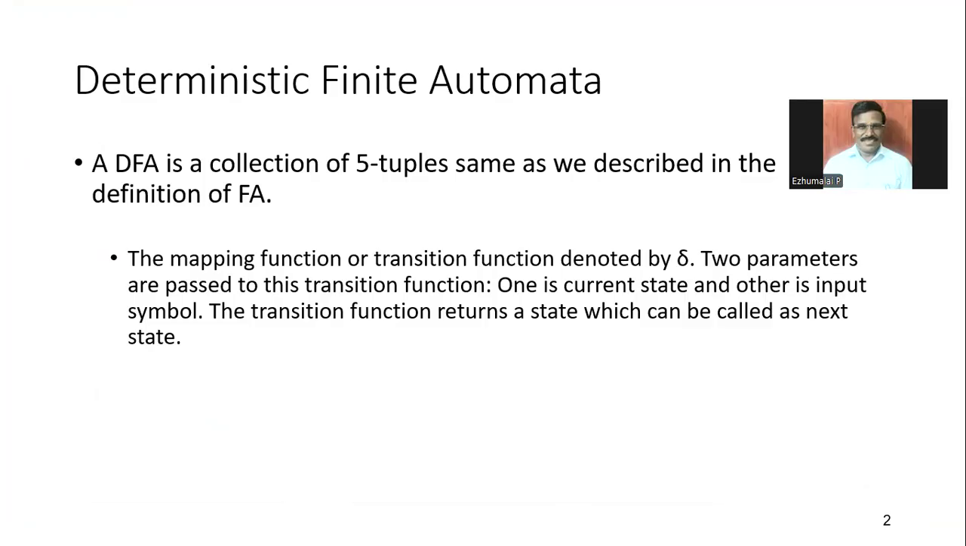Deterministic finite automata. How do we define the deterministic finite automata? A DFA is a collection of 5 tuples, the same as we described in the definition of finite automata. The mapping function or transition function is denoted by delta. Two parameters are passed to this function: one is the current state, and the other is the current input. The transition function determines the state, which can be called the next state.